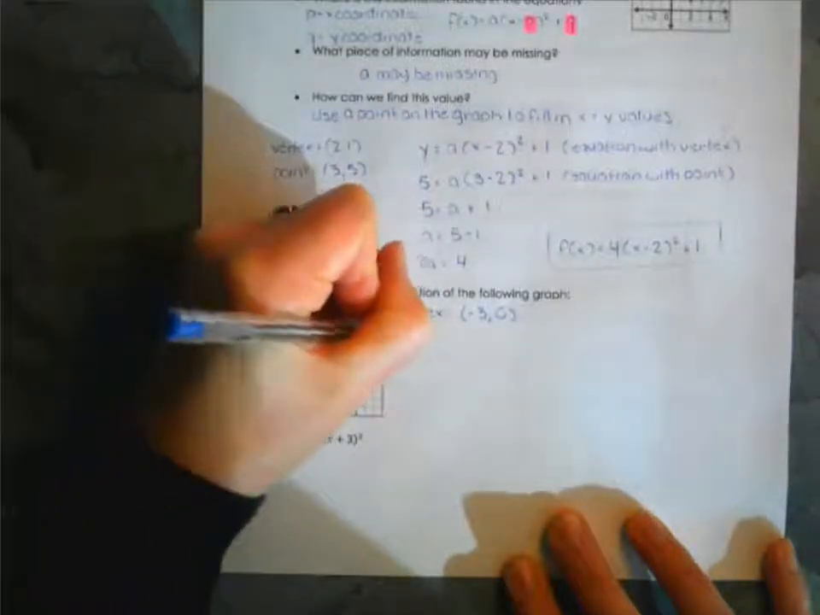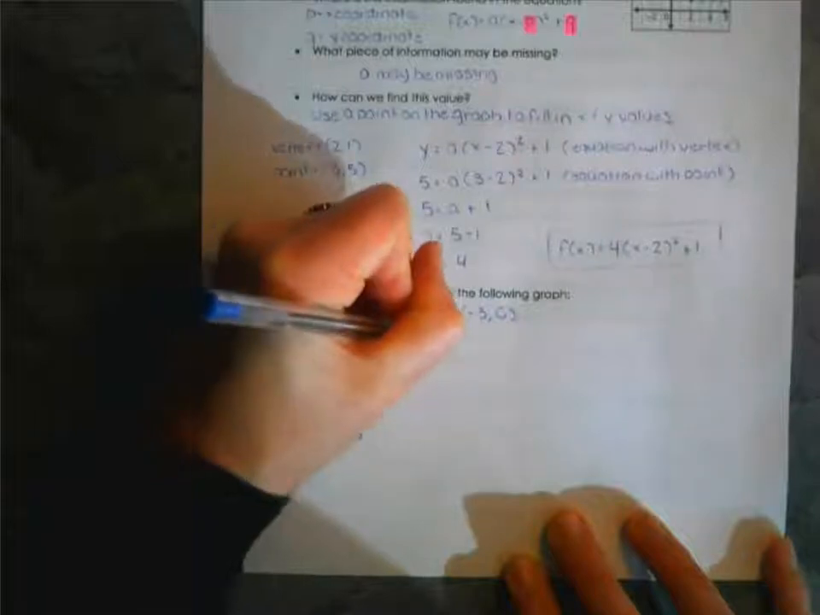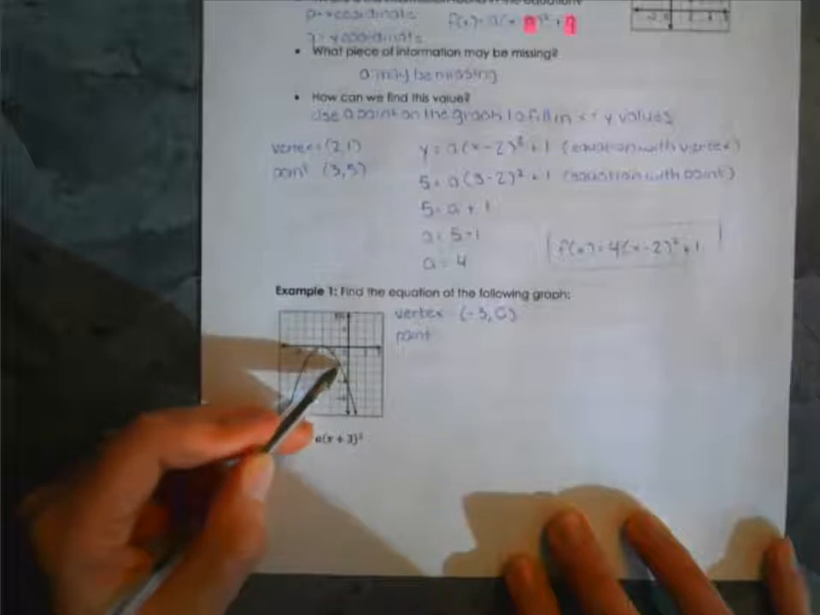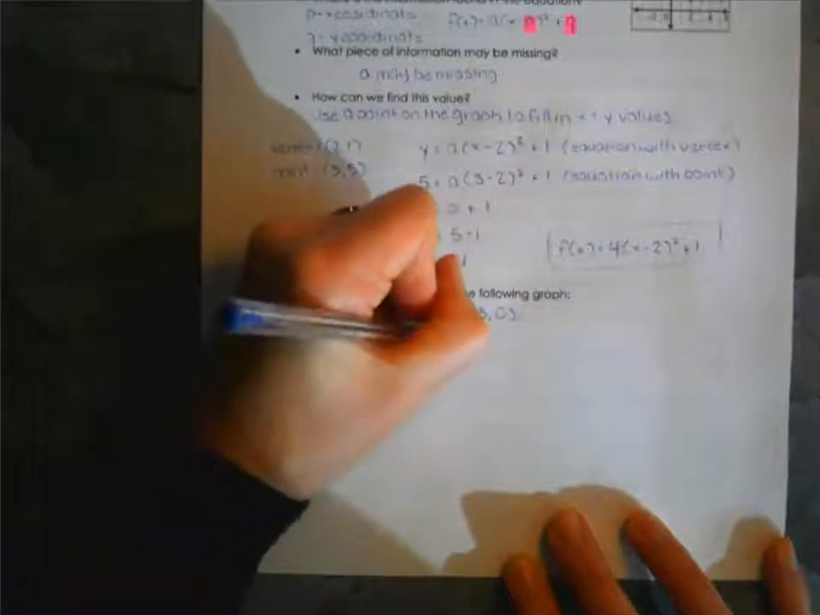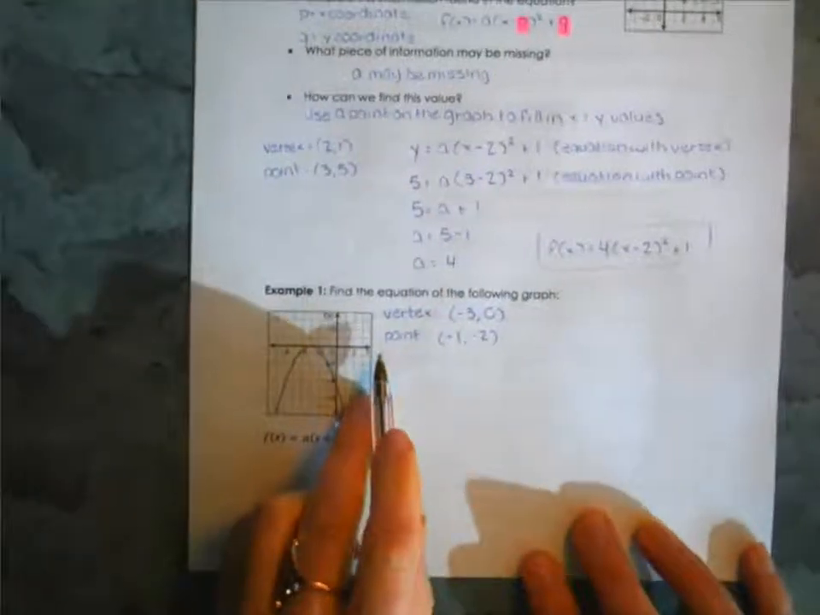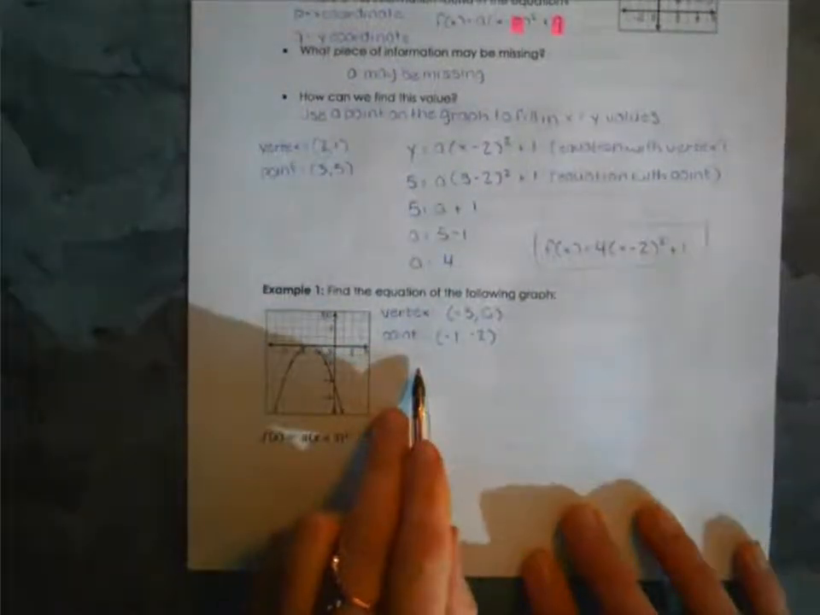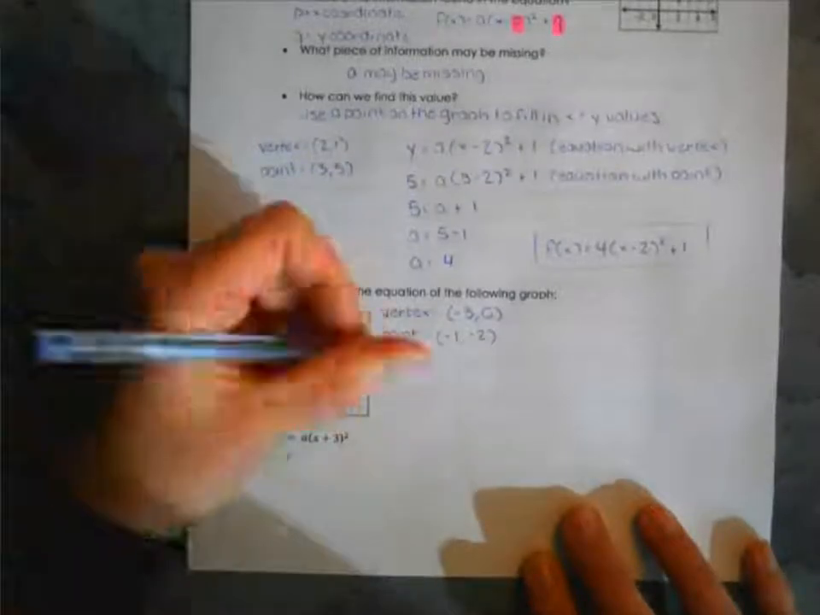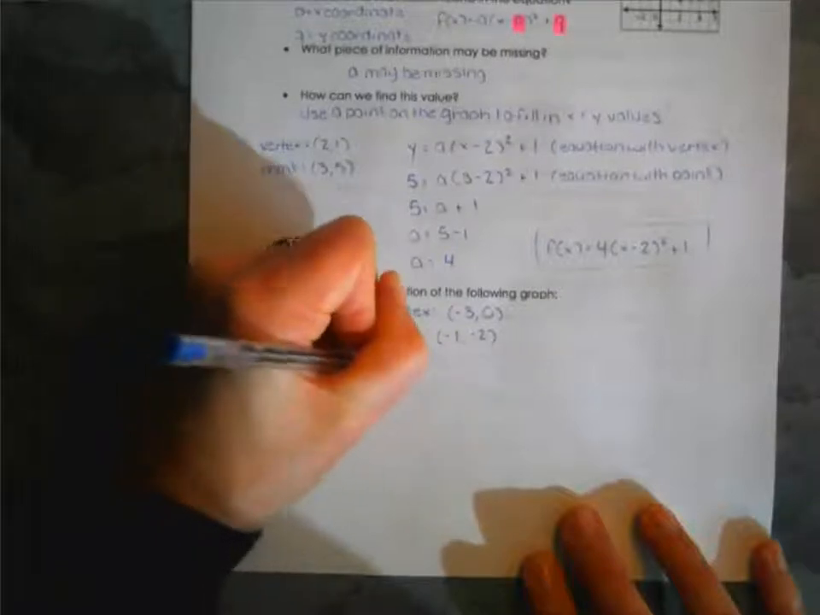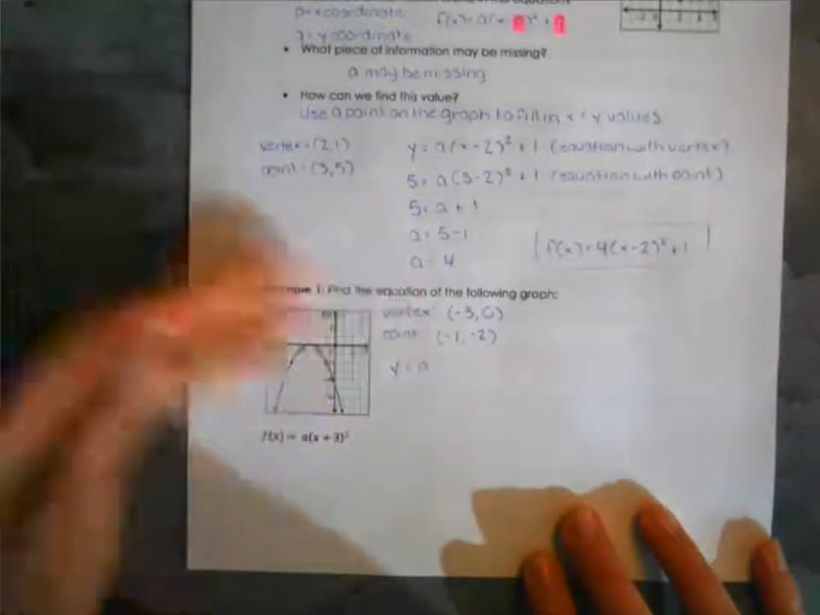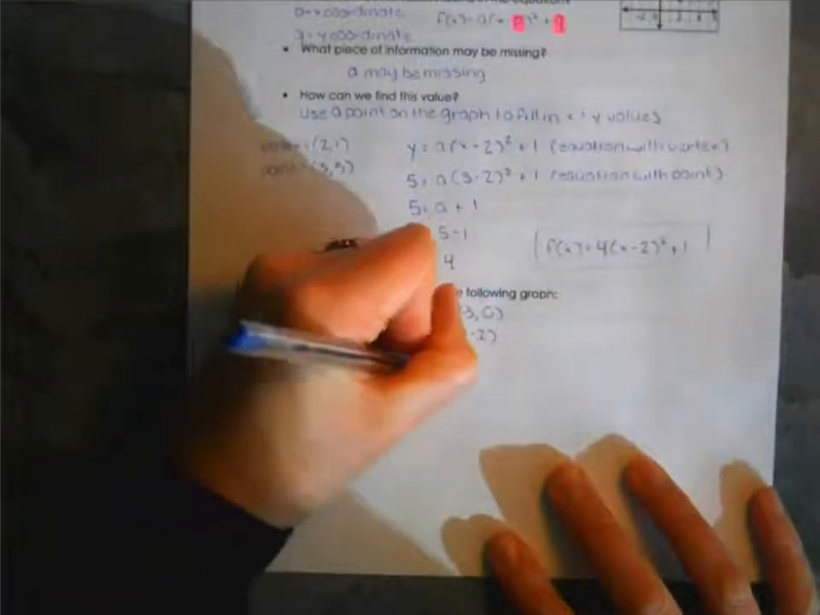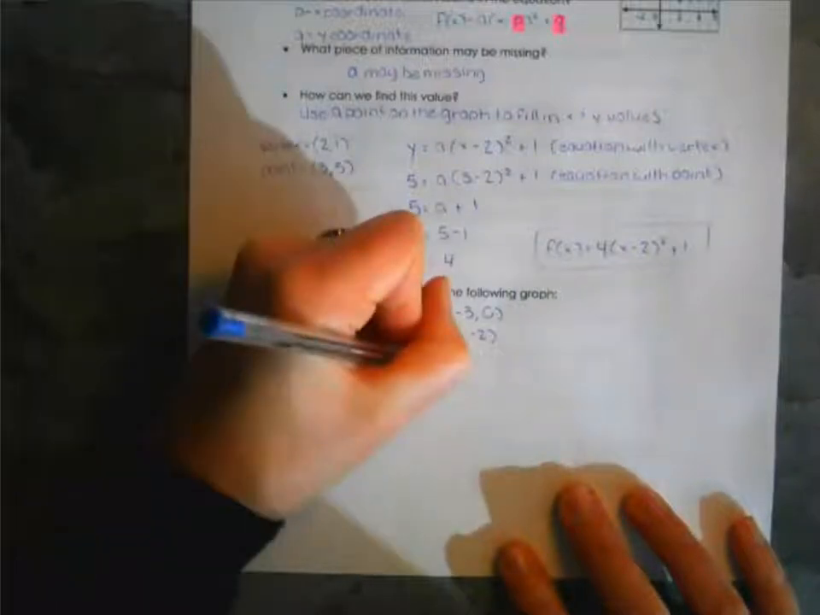And then if we pick a random point, let's say this one here, so the x value is -1 and the y value is -2. Okay, and now we can start looking at solving our values. So we have f of x, which I'm just going to substitute in as y right away, is equal to a, and then (x plus 3) squared.